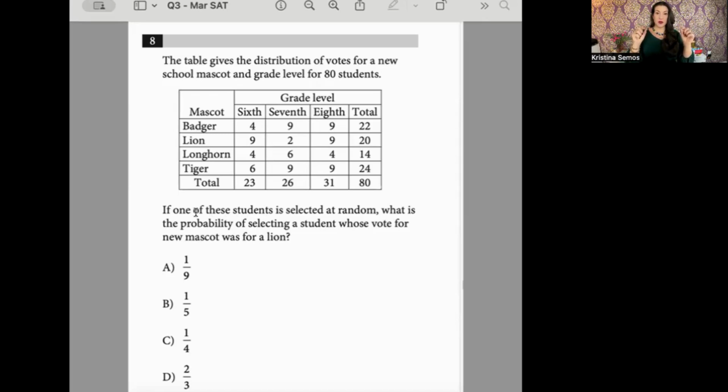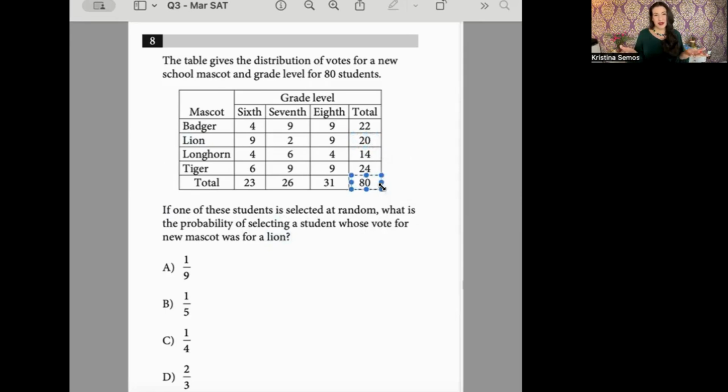So with a probability, it's the thing that we're looking for, the thing that we really want, over the total possible that we have to choose from. So in this case, they just said if one of these students, to me, that means out of the total, right? So that means I'm going to have the total, or 80, on the bottom of my probability. Then they said, what is the probability of selecting a student whose vote for new mascot was for a lion? So I'm going to want all the people who voted for lion over the total. So here's my lion, and then here are the total people who voted for lion, 20. So I'm going to want 20 over 80.